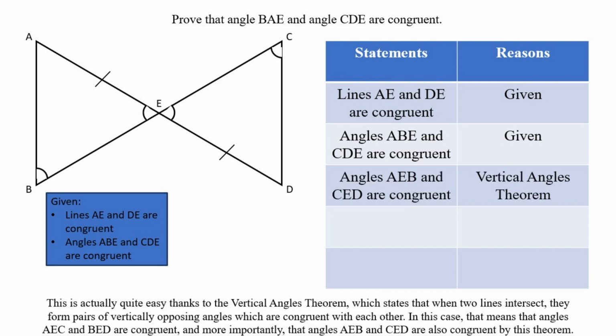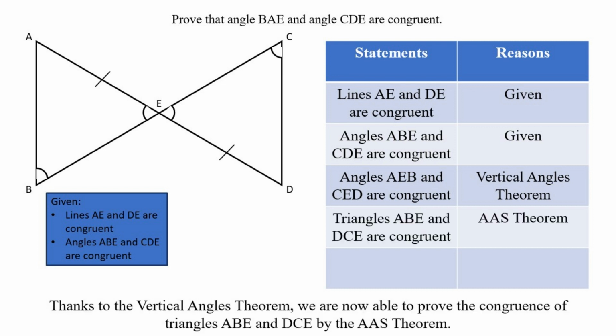This is actually quite easy thanks to the vertical angles theorem, which states that when two lines intersect, they form pairs of vertically opposing angles which are congruent with each other. In this case, that means that angles AEC and BED are congruent, and more importantly, that angles AEB and CED are also congruent by this theorem.